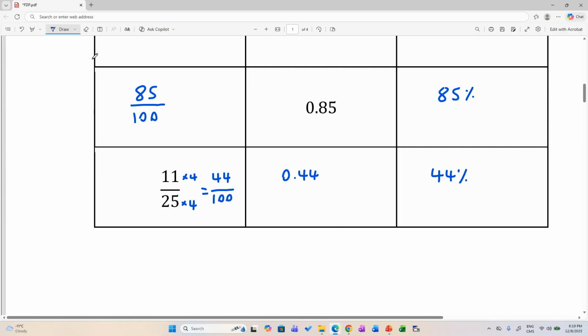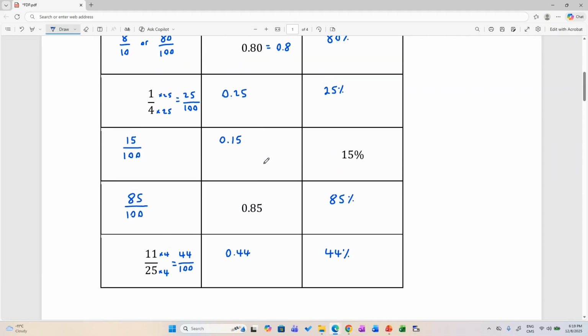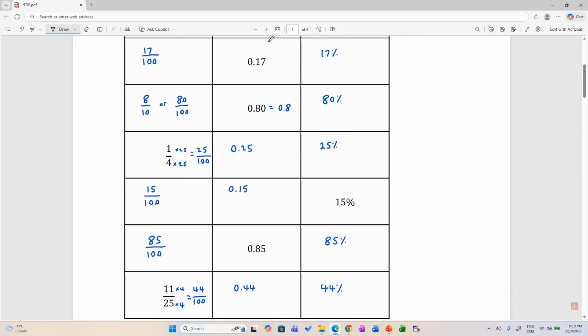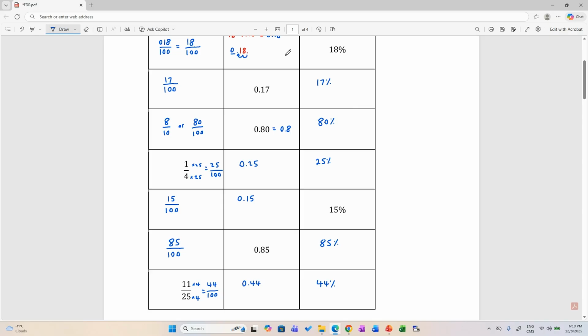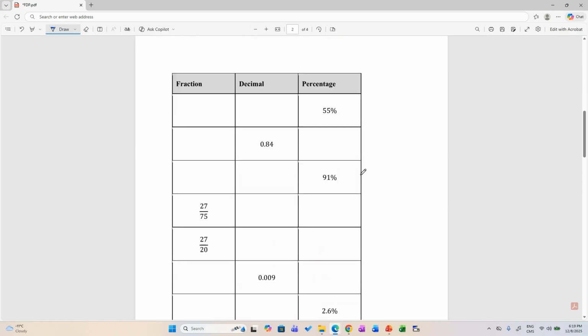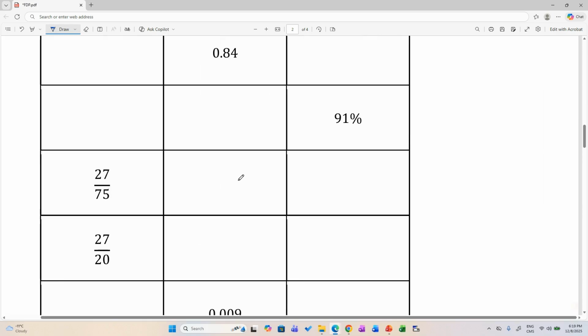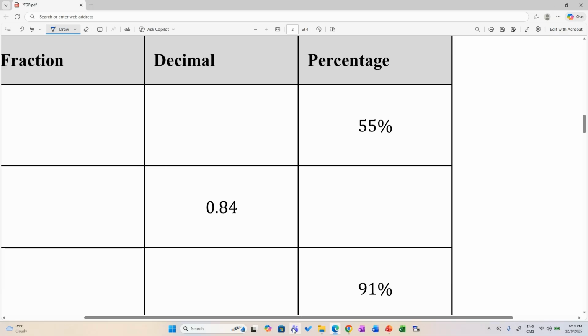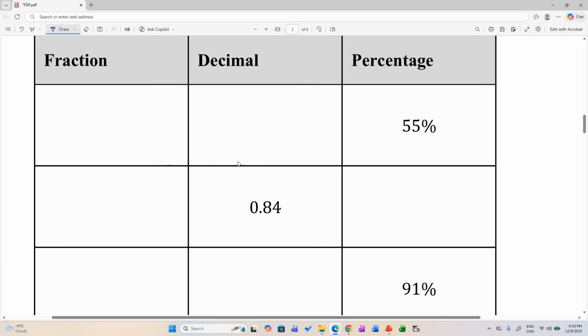Okay, great. So now, let's work on some more difficult problems. So here's some more problems for fractions, decimals, percent, and converting them, but these ones are more difficult. So let's give it a shot here.